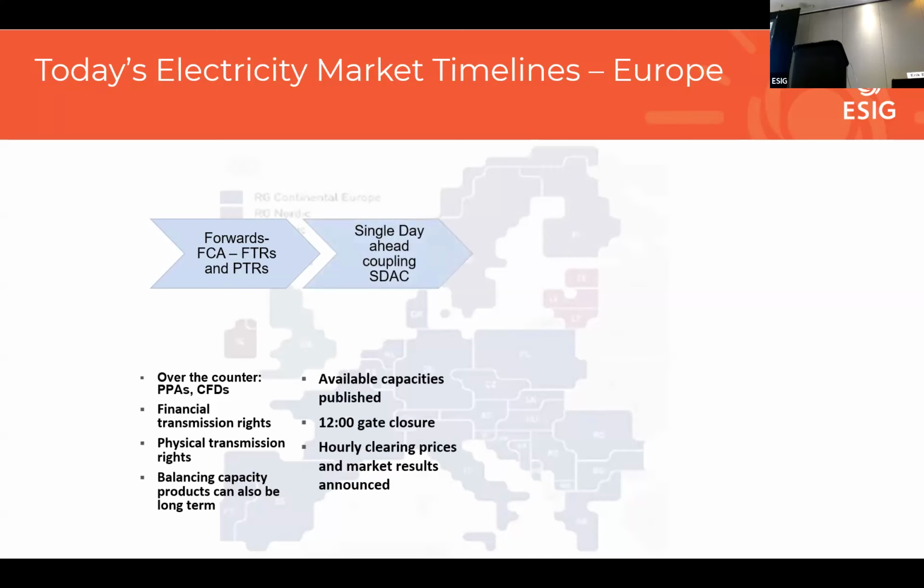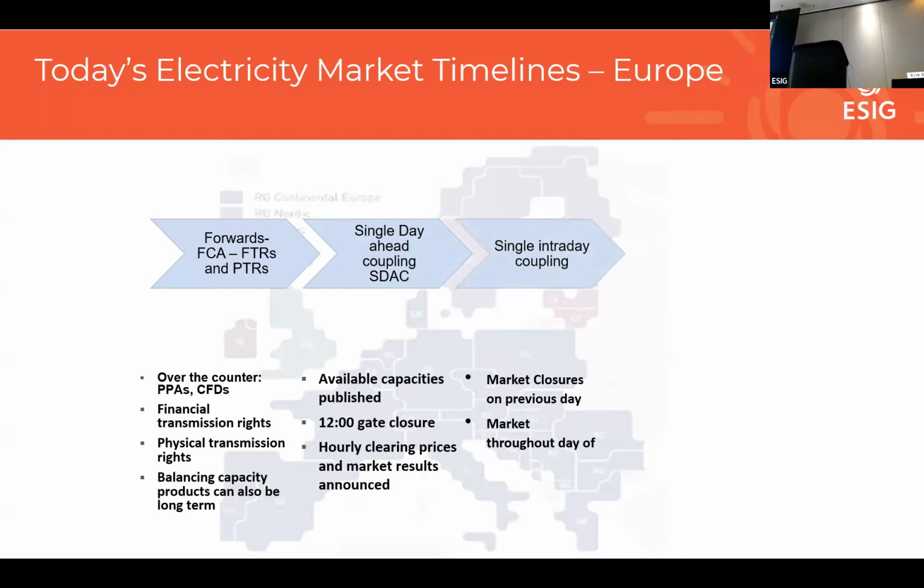Then we have what happens in the day-ahead through the coupling, the European day-ahead coupling, also called SDAC. At 10 a.m., TSOs need to provide the available capacity for the market, which is published, and all market participants have access to it. At 12, it's gate closure, meaning market participants cannot submit bids afterwards. The output of the market clearing algorithm in Europe is the hourly clearing price and also the market results, meaning the volumes that are accepted and refused for each market participant.